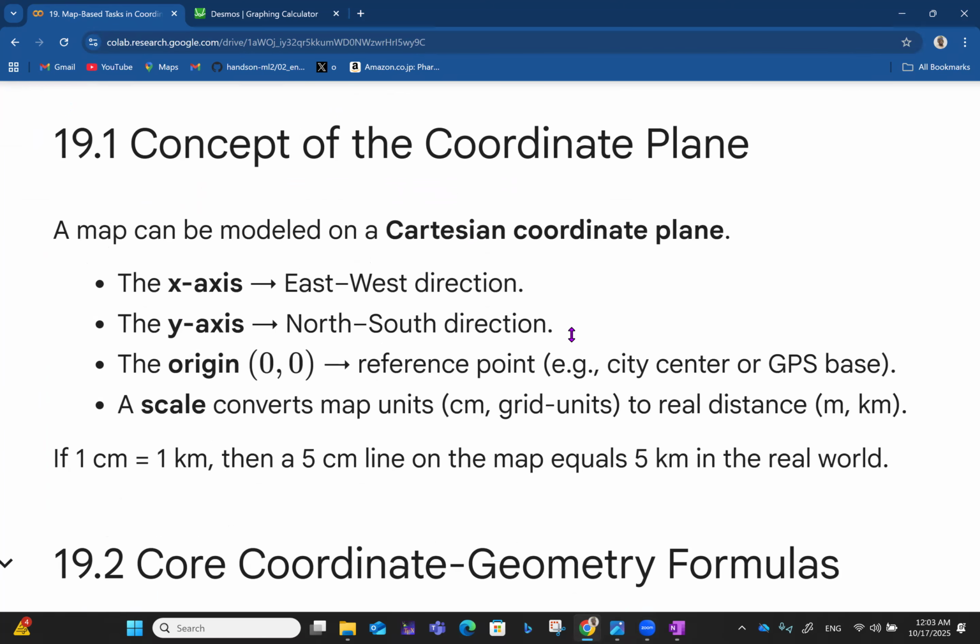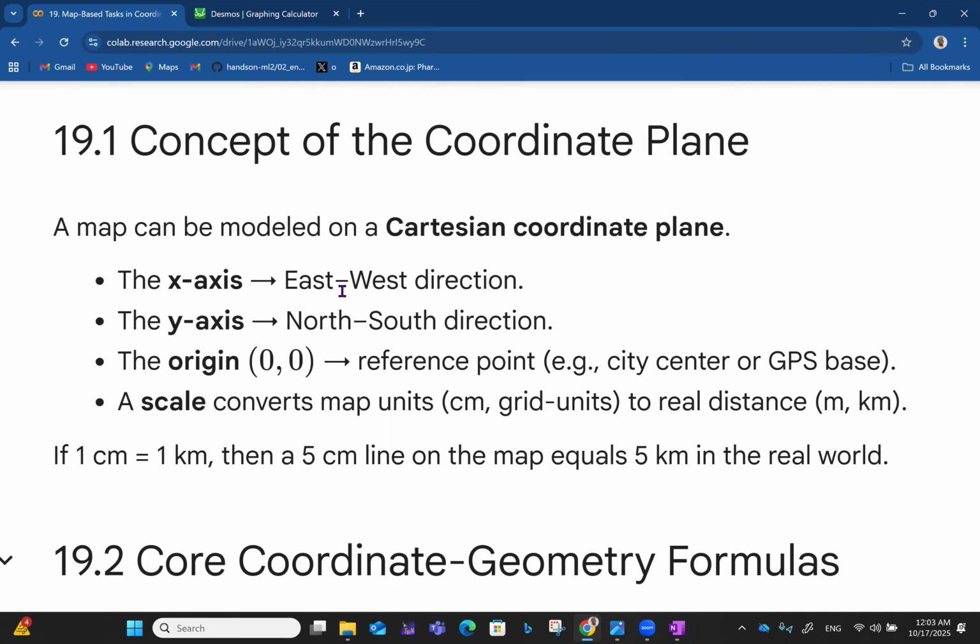A map can be modeled on a Cartesian coordinate plane. The x-axis can be seen as the east-west direction, while the y-axis can be seen as the north-south direction. And of course, when we talk about a map, it talks about the Earth. East-west is longitude, and north-south is latitude. Then the origin (0,0) is the reference point, e.g., the city center or GPS base, based on whatever we might be considering.